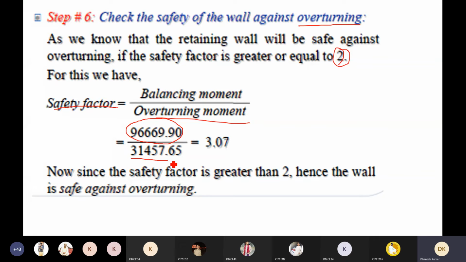Now since the safety factor is greater than 2, okay, is greater than 2, hence the wall is safe against overturning.